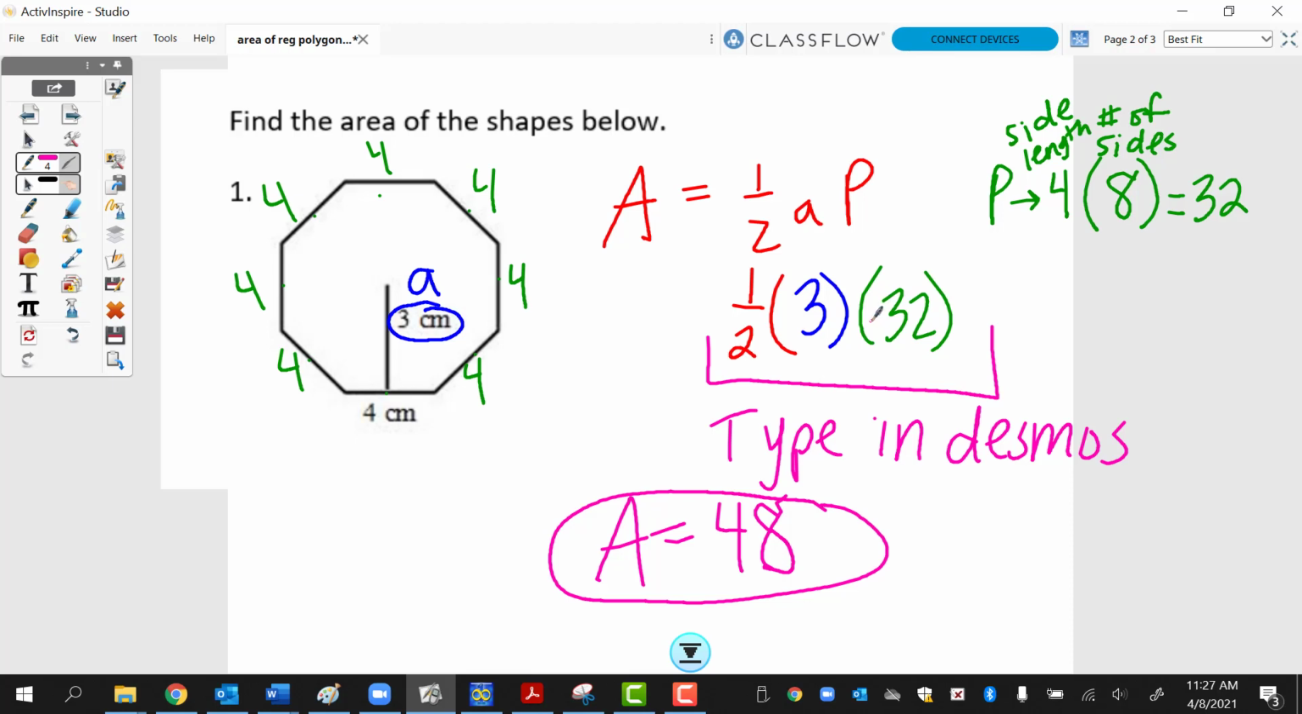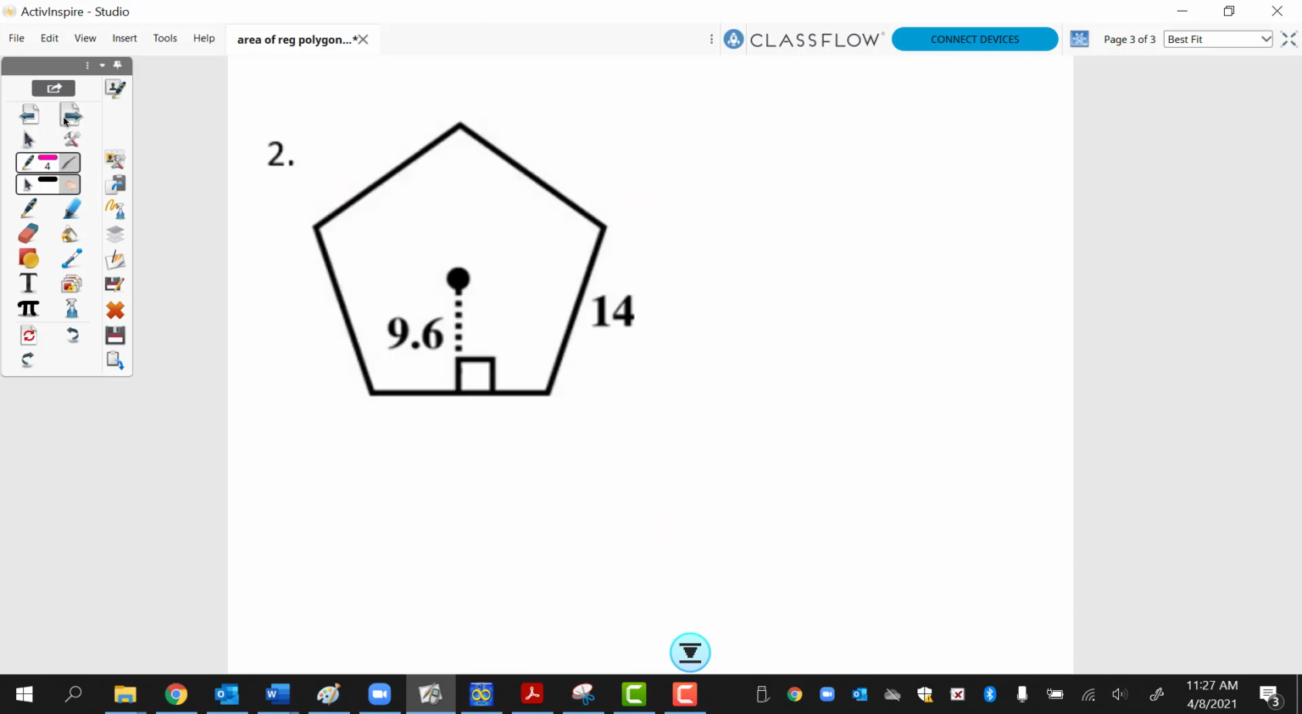That's pretty much it. This is an easy formula to use as long as you know what little a and big P mean. Our next example, here we go. So here's my shape. I'm still finding the area, which means I'm still going to do the formula A equals 1/2 AP. So what is my apothem this time? Well, it's the line in the middle, so that's going to be 9.6 is a.